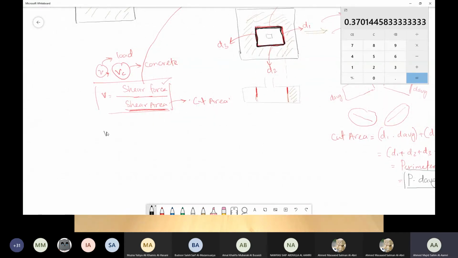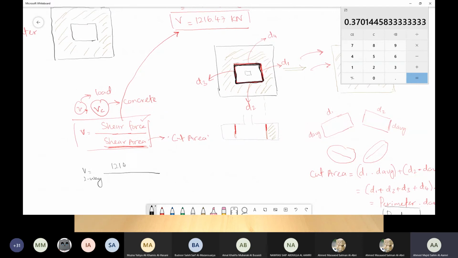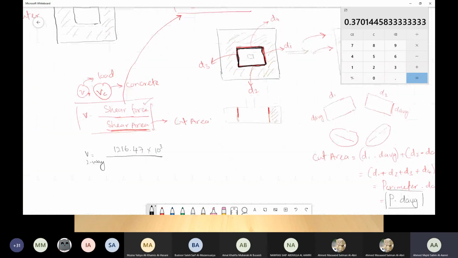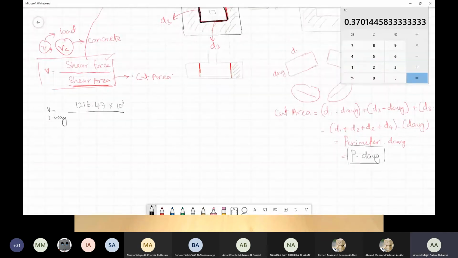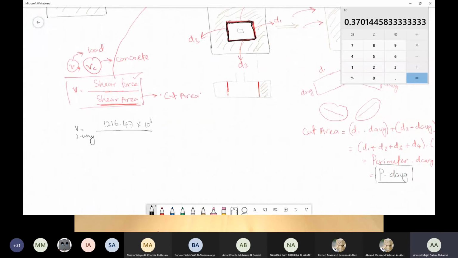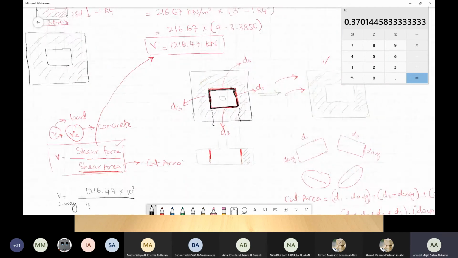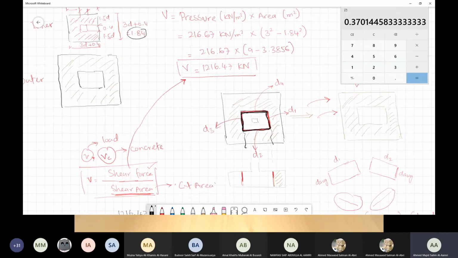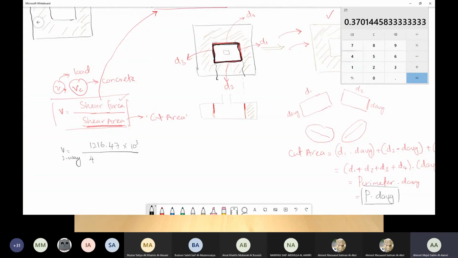Okay, now going to this particular equation, we can see that V for two-way is equal to my shear force. How much have we got for our shear force? We have got it as 1216.47 times 10 to the power of 3, to convert from kilonewton to newton. And then we have the perimeter, or circumference. Since it's a square, it is going to be 4 times this length. What is that length? We have got the length to be 1.84, so I can say that it is 4 times 1840 multiplied by my D average here, which is going to be 480.